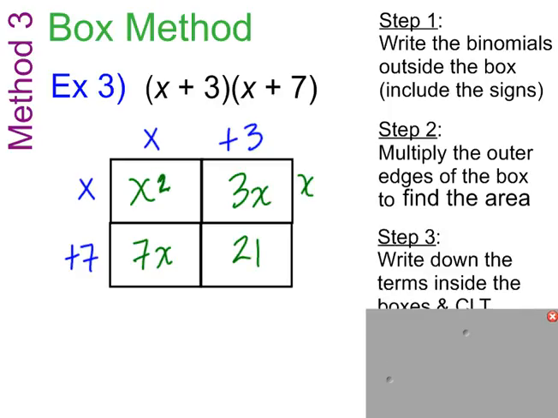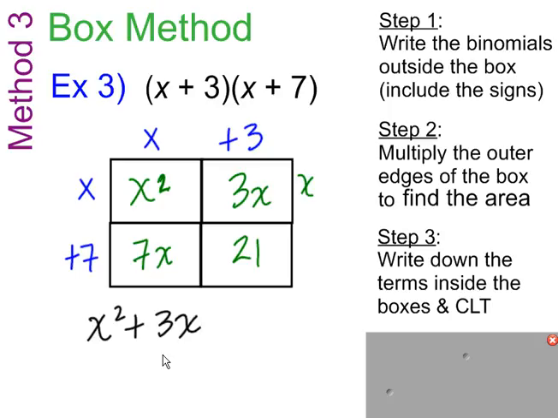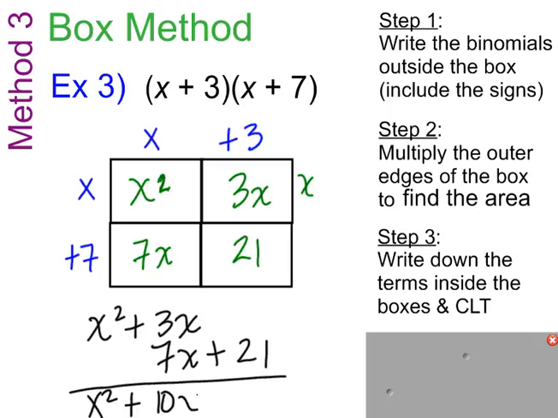Now the last step, write down the terms inside the box and collect like terms. Now we can do this one of 2 ways. We can just write them as we see them, or as ones that are common to us, we can stack them and put them together. X squared plus 10x plus 21. I will tell you that typically when you do the box method, on the diagonal will be like terms. So you might be able to see it, x squared plus 10x plus 21.